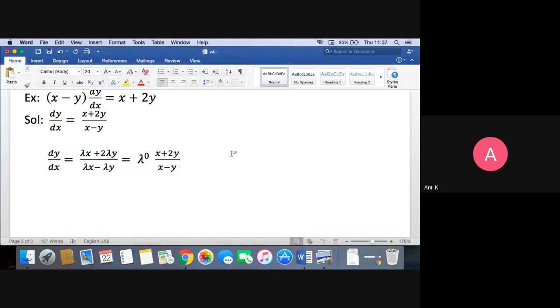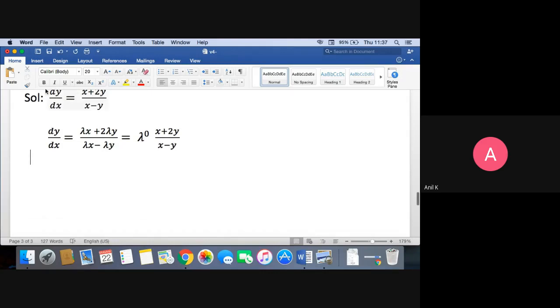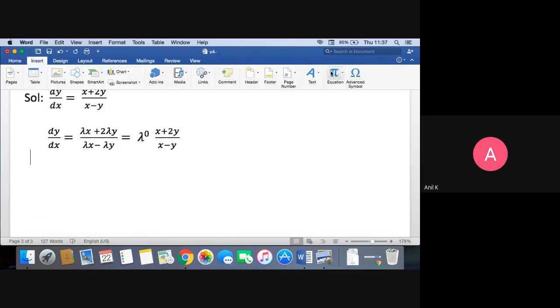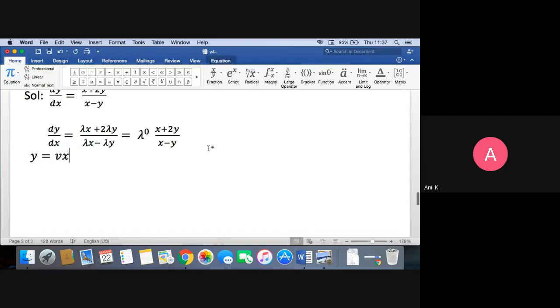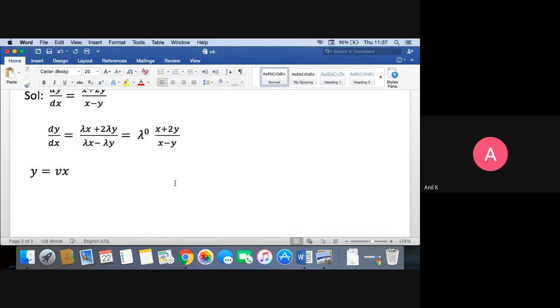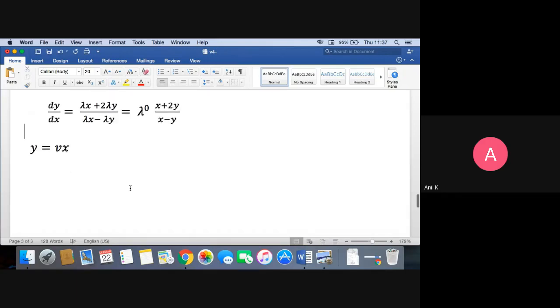Okay, so it can be written as lambda power 0 into f of x comma y. So hence it is a homogeneous function. If it is a homogeneous function, now what we are going to do is, remember this step, we are going to substitute y equals to vx. For every homogeneous function, we have to substitute y equals to vx in the given function. Wherever y is there, y has to be replaced with vx.